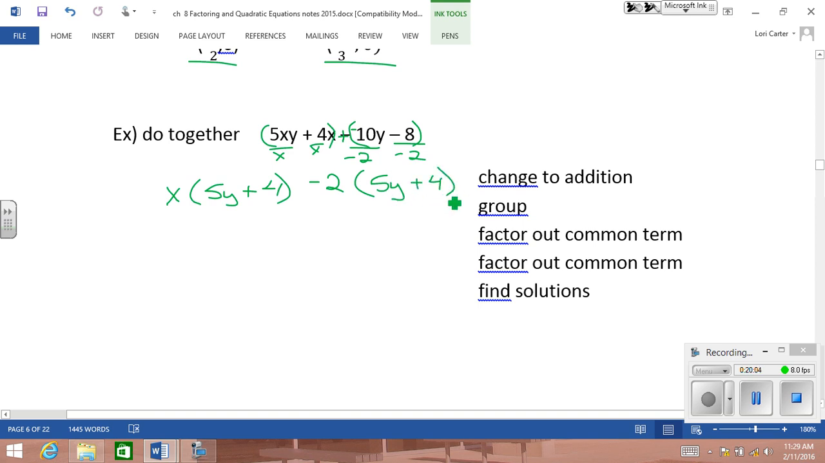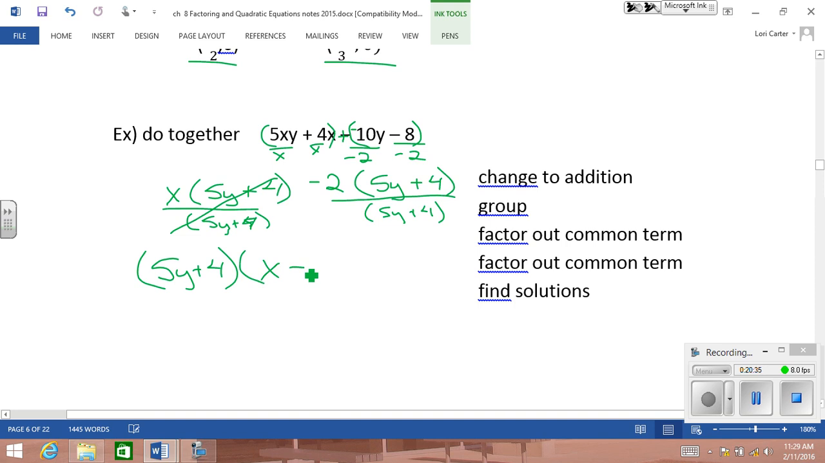Do the parentheses match? Yeah, they do. So what do these two terms have in common? 5y plus 4. So I have to divide by 5y plus 4. Where does that go? In front, because that's what they have in common. So the 5y plus 4 is their greatest common factor. If I divide it out, what am I left with? x minus 2. Well done. Pretty easy.